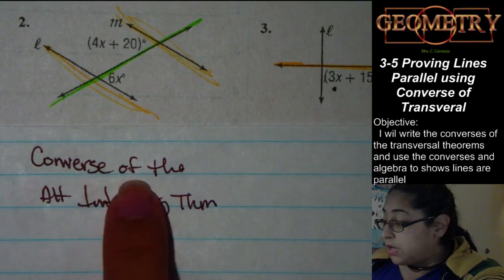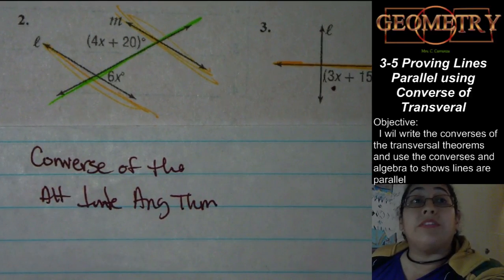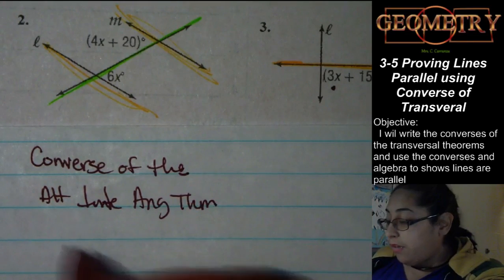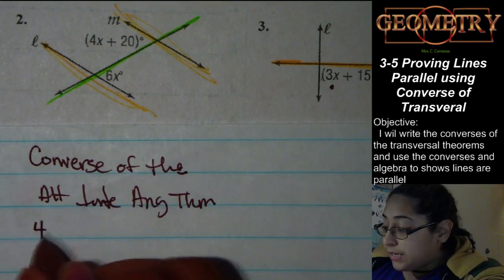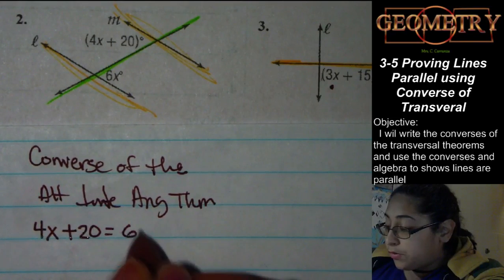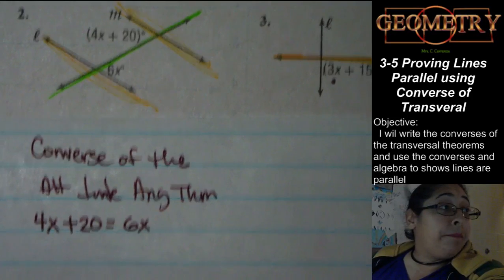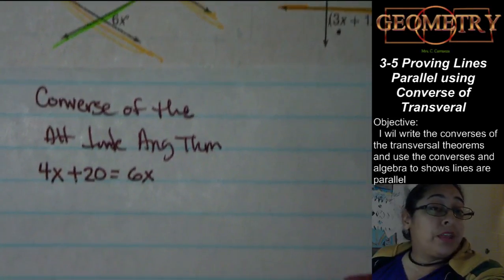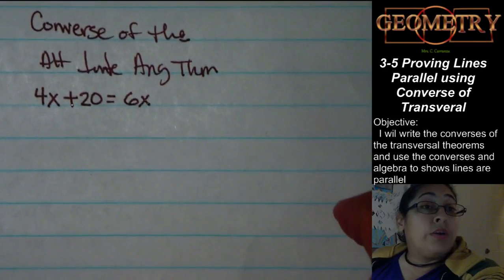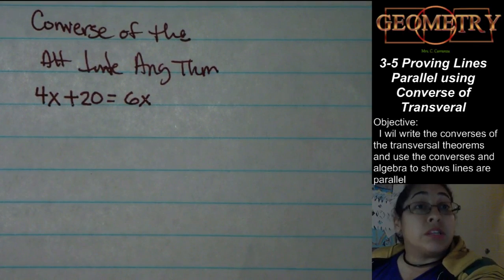The converse of the alternate interior angle theorem. I abbreviated like crazy. Sorry. All right, so since you said they needed to be congruent in order for those lines to be parallel, and for them to be congruent, their measures need to be equal, I'm going to set up my algebra equation that way. Measures are equal. And I'm going to solve this equation for x. And whatever value I get from that, that's the value of x that makes those lines parallel.